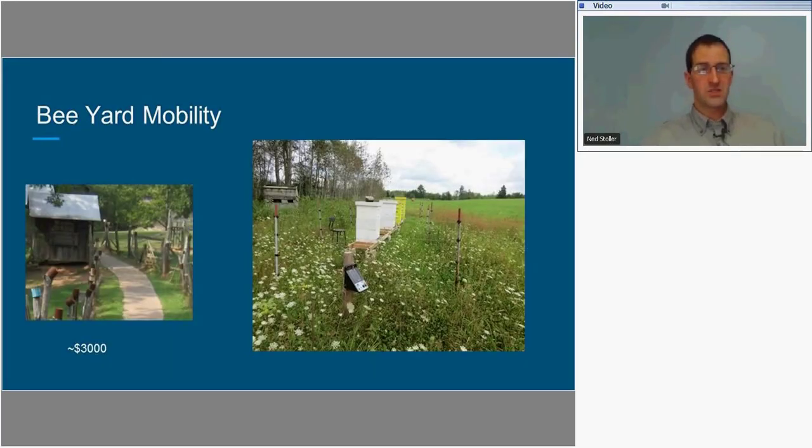The Cadillac option is to pour concrete pathways and have your bees on concrete or a hard packed driveway, but that's not always an option, especially as shown here on the right. If anybody's wondering why there's electric fence around the beehives, it's to keep the bears out, because it's not just a cartoon thing that bears like honey.